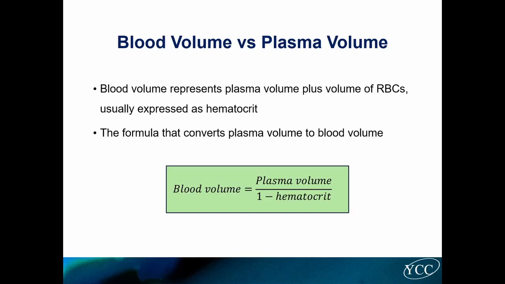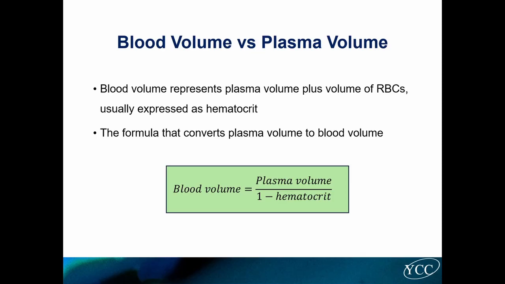So let's look at blood volume versus plasma volume. This is a very simple idea. You take out the cells and that's the plasma volume. Why that's important is that plasma filters across the kidneys. Plasma goes across, red cells don't. Plasma is only about half of blood volume. The higher the hematocrit, the less the plasma. The lower the hematocrit, the greater the plasma.